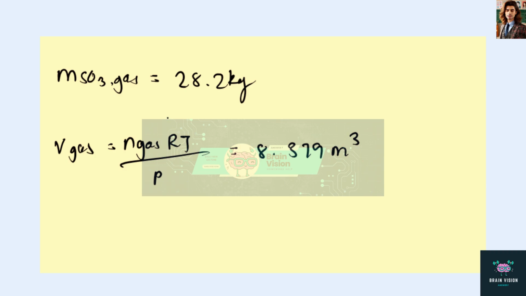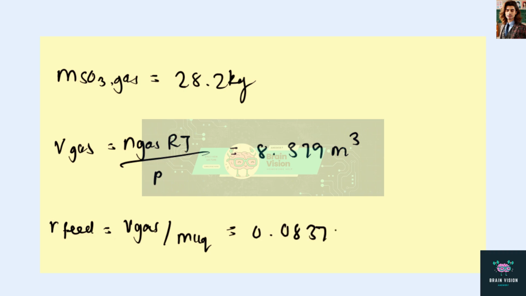Then we can obtain the ratio of the volume of gas fed to the mass of liquid fed. So we have R feed equals V gas divided by M liquid, which is equal to 0.08379 meters cubed per kilogram.